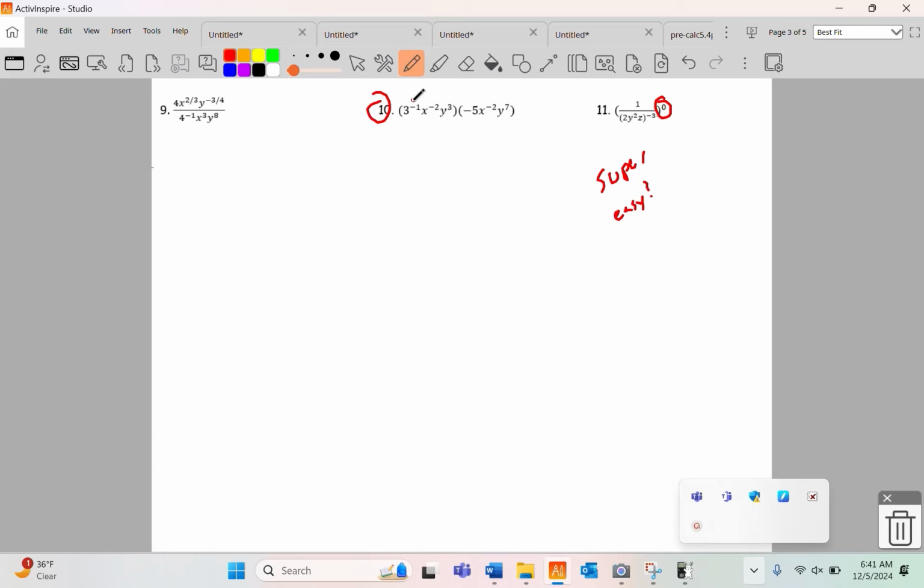All right, let's look at 10. This 3 has a negative exponent. It's actually 1/3. I think I'm just going to do a real quick rewrite. X squared y cubed times this negative 5 has an understood 1 exponent.